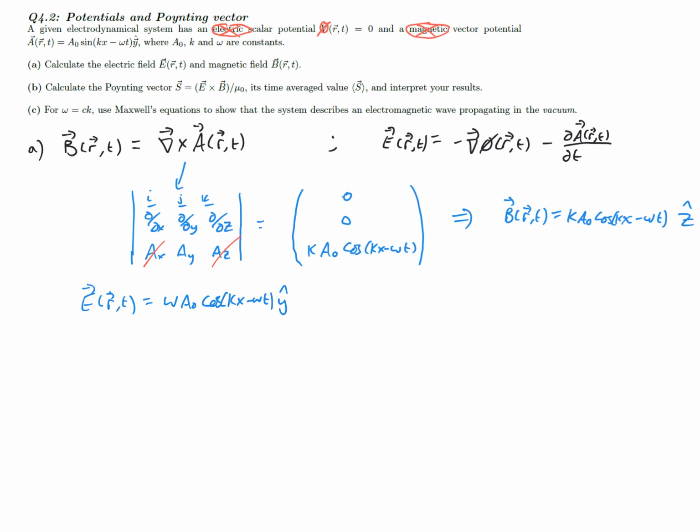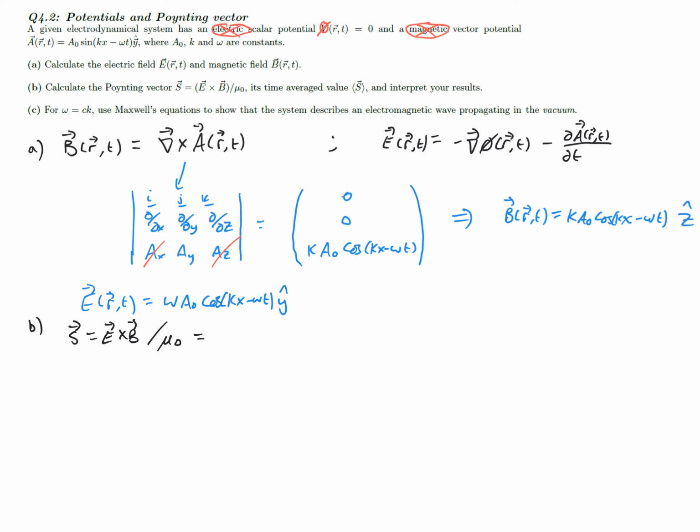Okay, so that's just very straightforward application of the definitions of the electric and magnetic fields in terms of the potential. No worries there. Part B, calculate the Poynting vector. It's given as a cross product between E and B divided by mu naught. So if I take the cross product of something along the y direction and something along the z direction, then the result is going to be along the x direction.